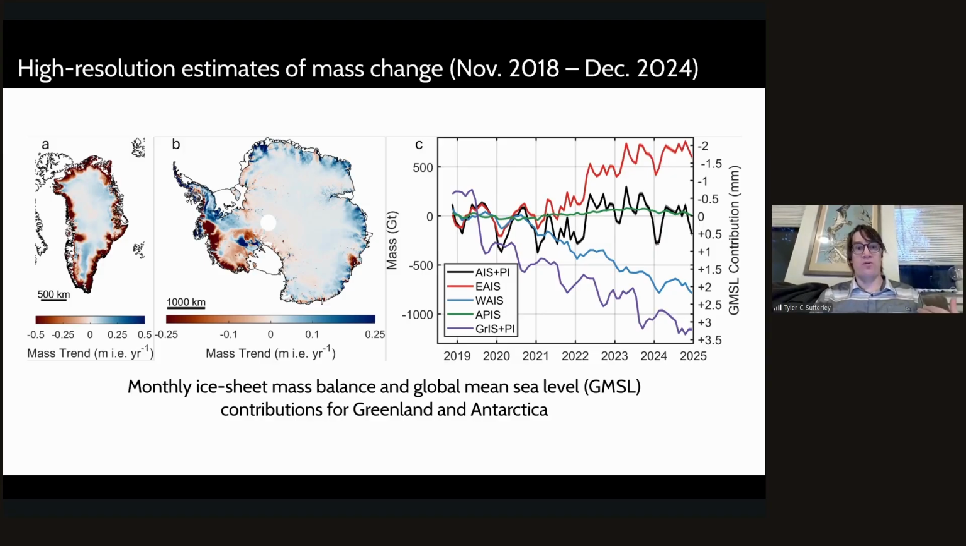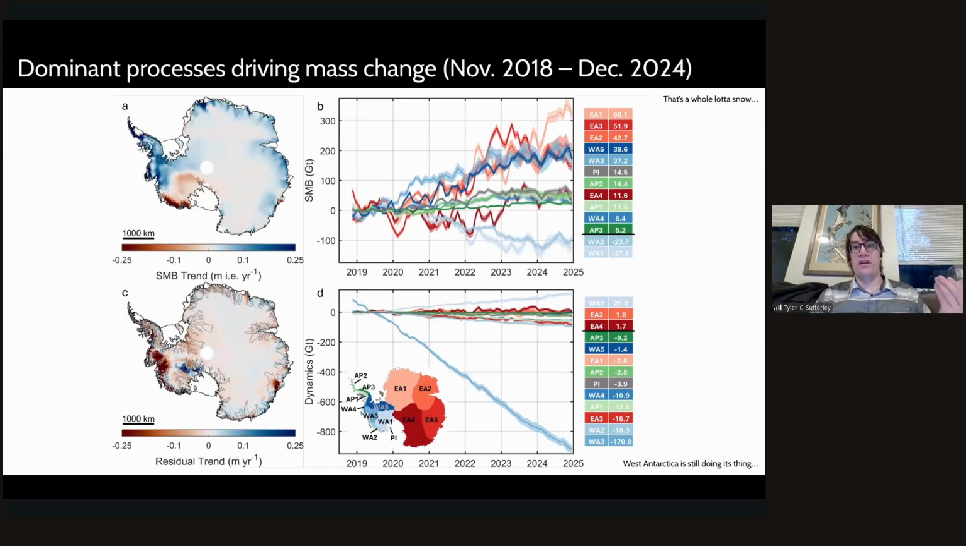But with our technique, one great thing that we can do is decompose it into its components. And this is where you can really detect what's happening. So West Antarctica on the bottom, still doing its thing, still losing a lot of mass. Over the 6 years, it's really comparable to the first 10 years of the GRACE mission. So it's still losing a lot of mass. But the story for this current period is that there are a lot of regions of mass gain, and that's due to increased snowfall.